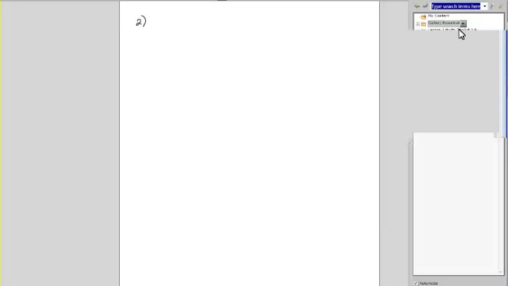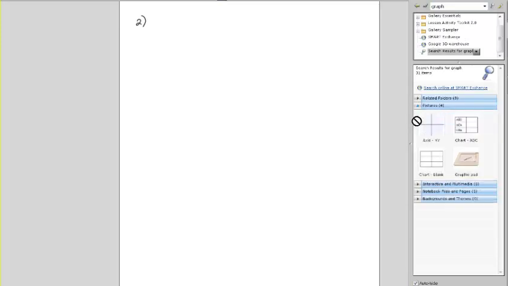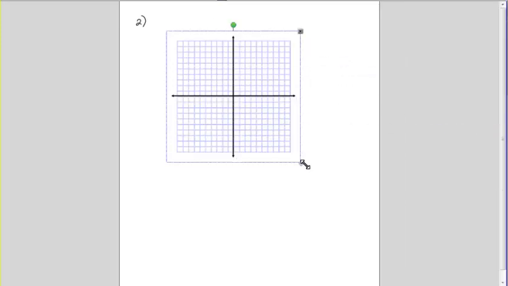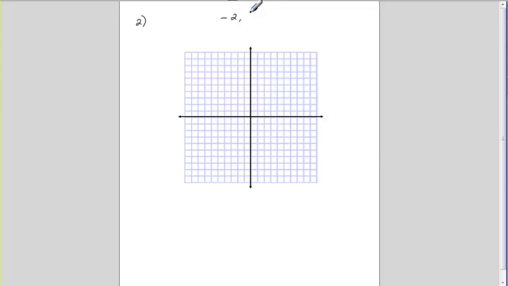This is problem number 2 in section 10.4. It says plot the point in polar coordinates and find the corresponding rectangular coordinates for the point. So let me put a piece of graph paper out there. So there's our graph, and the particular point number 2 is -2, 7 pi over 4.